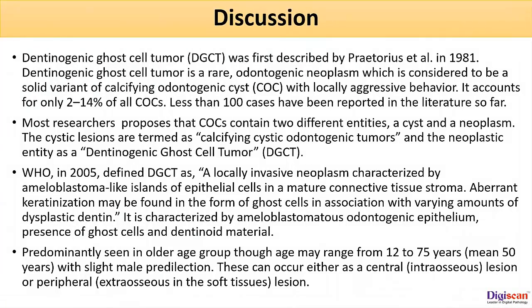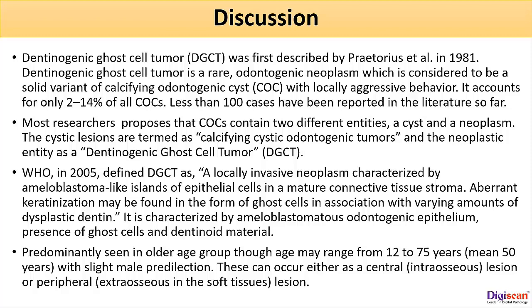According to the literature, dentinogenic ghost cell tumor was first described by Pretorius et al. in 1981. Dentinogenic ghost cell tumor is a rare odontogenic neoplasm which is considered to be a solid variant of calcifying odontogenic cyst with locally aggressive behavior. It accounts for only 2 to 14% of all calcifying odontogenic cysts. Less than 100 cases have been reported in the literature so far.